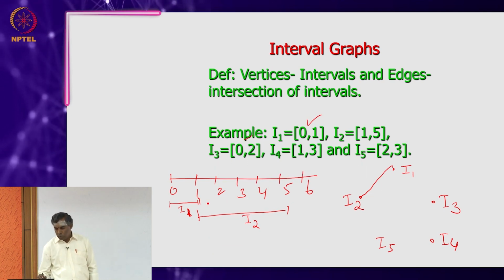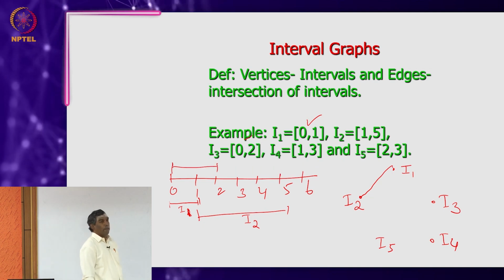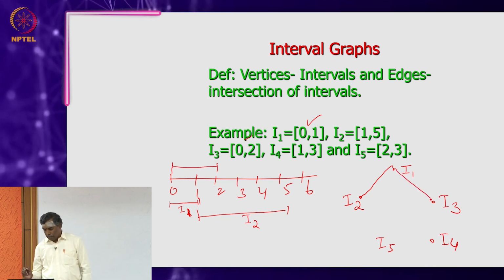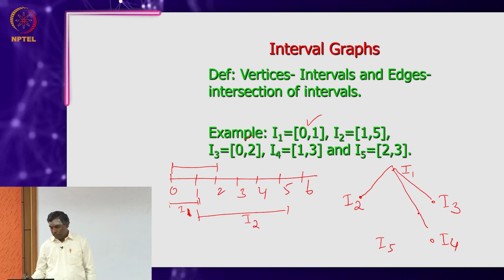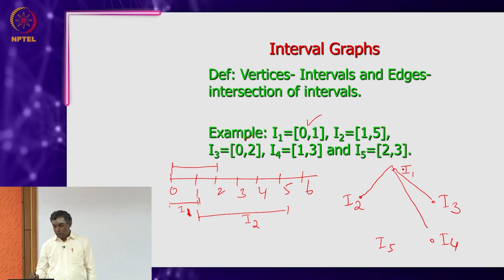I3 is 0, 2. Do they intersect? Yes. So, there is an edge from I1 to I3. Then I1, I4. Yes, I1, I5.